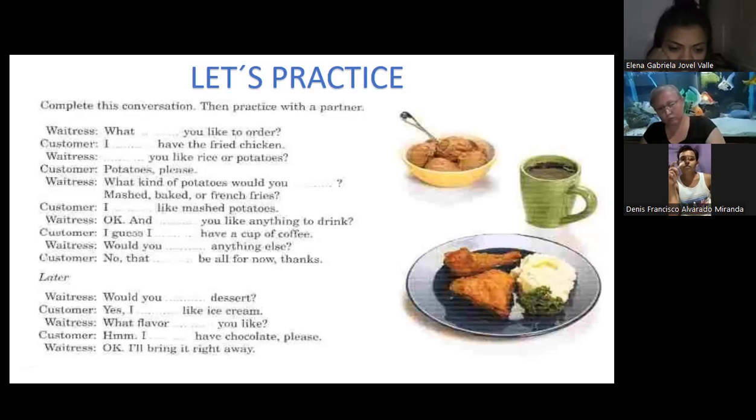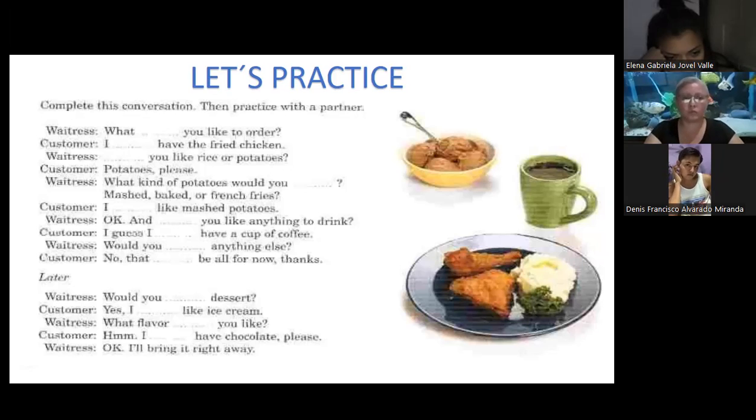And would you like dessert? Oh, dessert. Yes, I would like ice cream. Oh, I would like ice cream. Nice. I'm hungry. So let's see this part. What flavor would you like? ¿Y qué sabor te gustaría? I'll have chocolate, please.